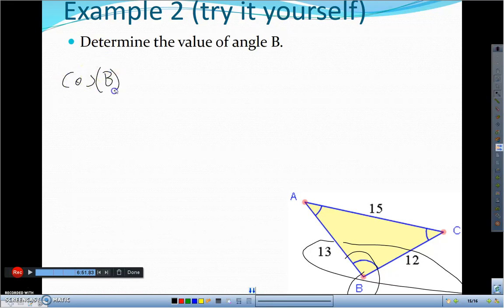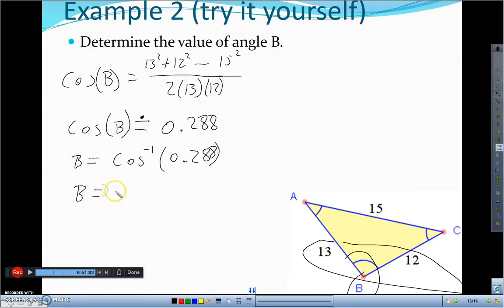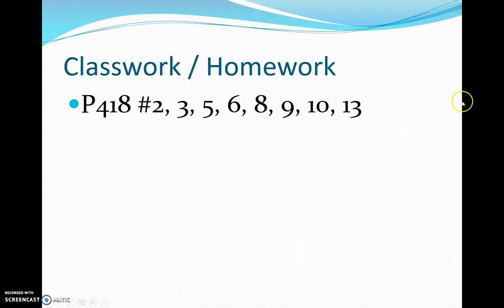Cosine of B, what we want to find, is equal to the sides next to it squared. 13 squared plus 12 squared minus the other one across from B, which is 15 squared, all divided by 2 times these numbers repeated, 13 and 12 multiplied. Make sure that my line divides, and we should get cosine of B. Pull out my calculator, cosine B is equal to 0.282. This is an approximation, put a little dot to show that. B is equal to the cosine inverse of this value, cosine inverse of 0.288. B is equal to 73.6 degrees.